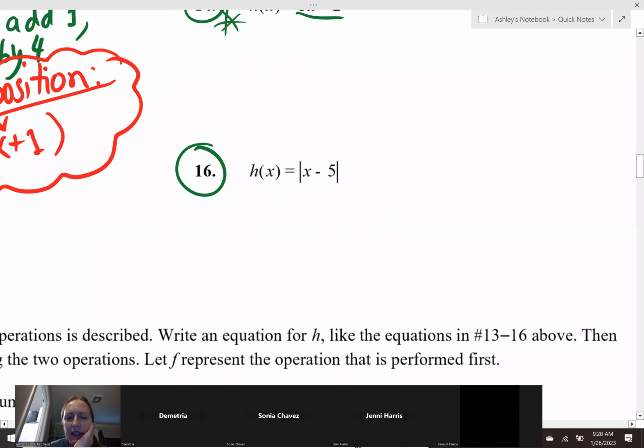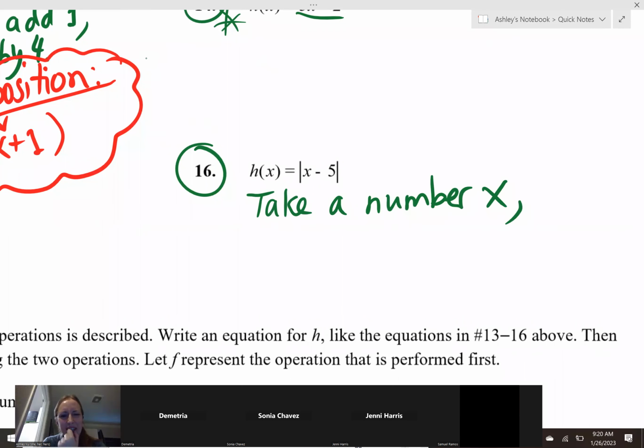Okay, so on 16, there's 2 operations happening. There's subtraction of 5, and then there's the absolute value. Which one do you think is happening first to x? Is it the absolute value or the subtracting 5? Absolute value. Yeah, let's see. X. So I'm taking number x, and because the subtraction is inside the absolute value, I think we're wanting to subtract first.